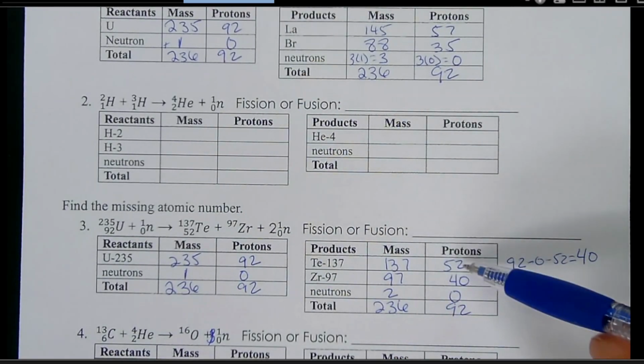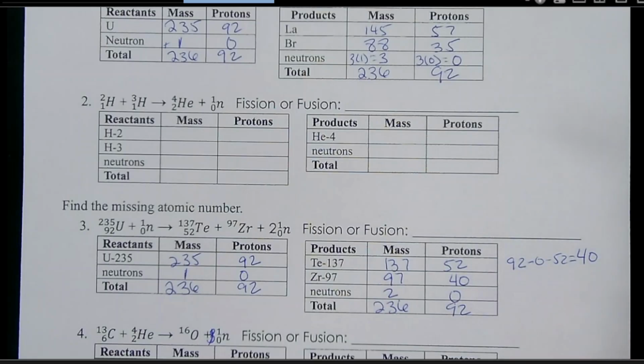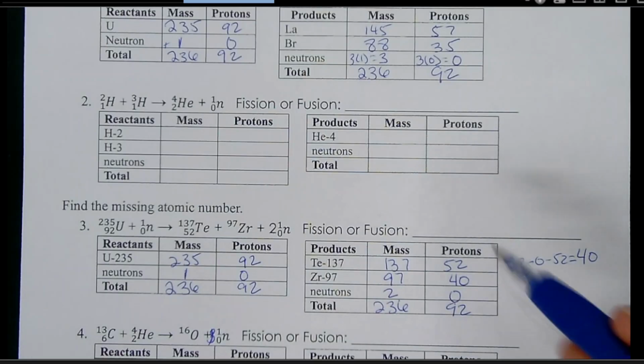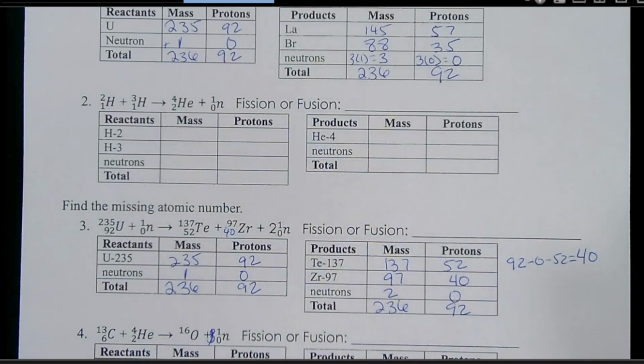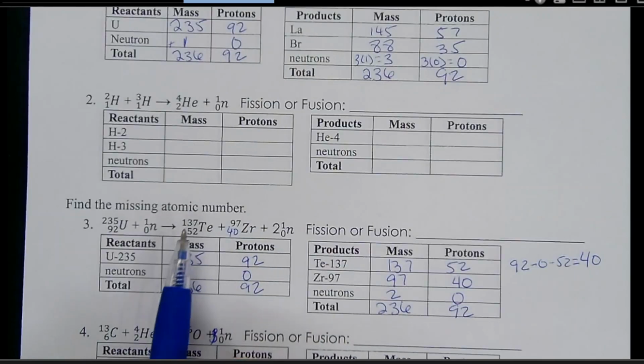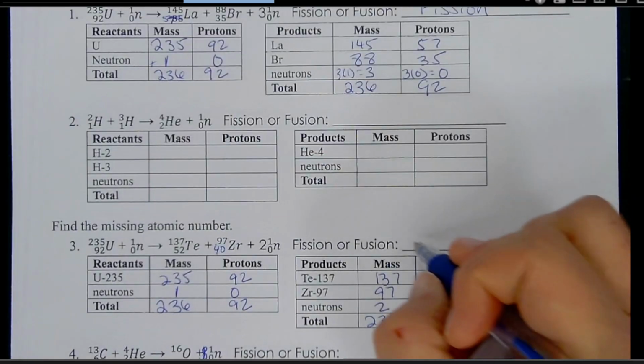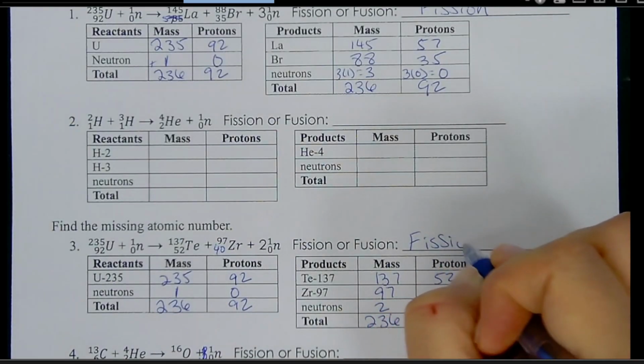And you can check it again. 52 plus 40 should give me 92. Okay? So the atomic number of Zr is 40. And you can double check that on your periodic table. If you look up atomic number 40, it is Zr. Okay? And then determine if this is a fission or fusion again. Notice this is just one large atom getting hit by a neutron, splitting into two. So that is a fission.